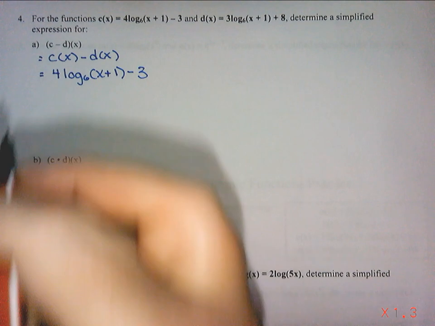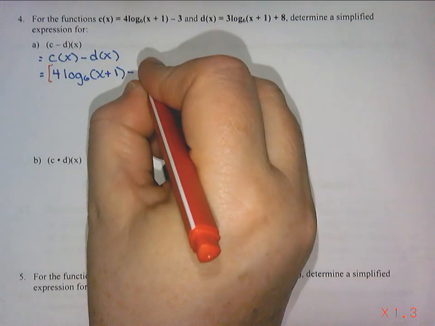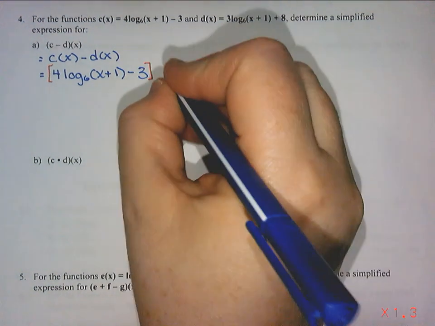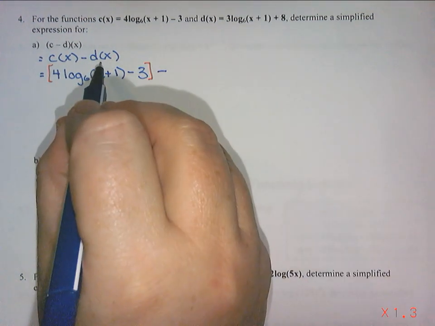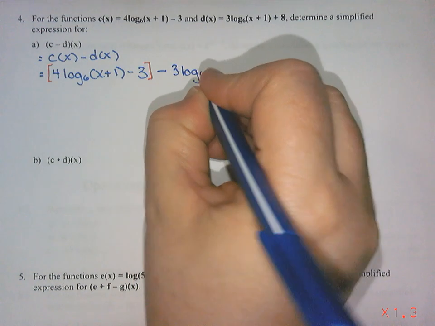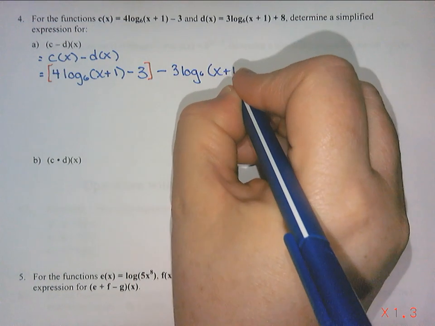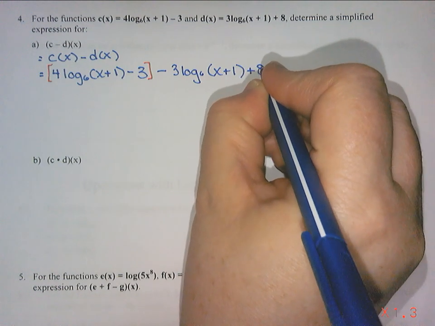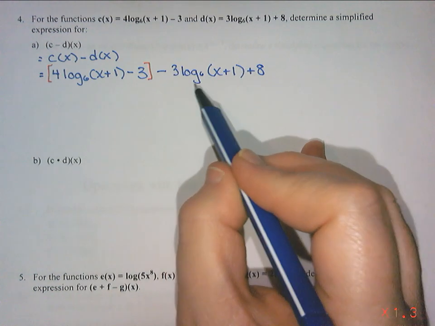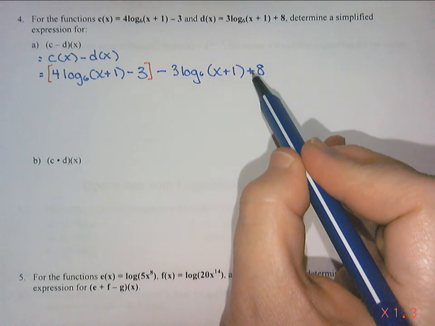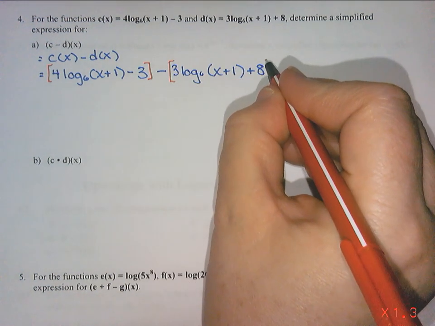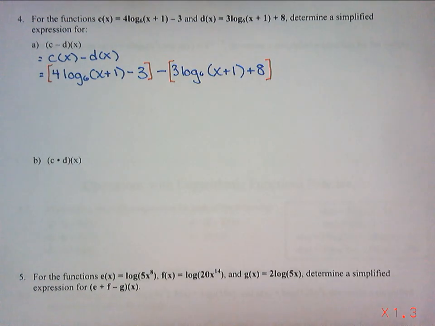So since it has two or more terms, that really needs to go in a bracket to show that those are together. And then we are taking away d of x, which is 3 times log base 6 of x plus 1 plus 8. And once again, this has two terms. There's a plus sign here. So 3 log base 6 of x plus 1 is the first term, and 8 is the second term. So if it has two or more terms, it really needs to go in a bracket.